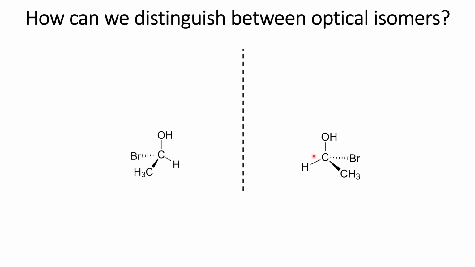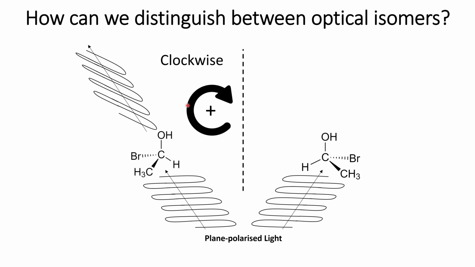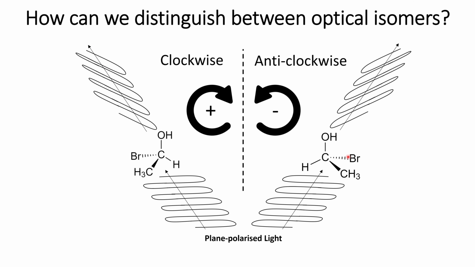Chemists use a property of the optical isomers that enables us to tell the difference between the two. If we were to shine plane polarised light at 2 different samples, let's say we've got this optical isomer in one test tube and this optical isomer of the original in another test tube, we'll shine plane polarised light through both samples. One of the optical isomers will rotate the plane polarised light in a clockwise or positive direction. The other optical isomer will rotate the plane polarised light in an anti-clockwise direction.